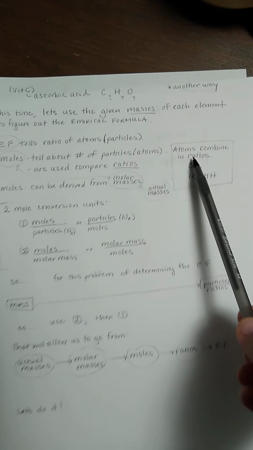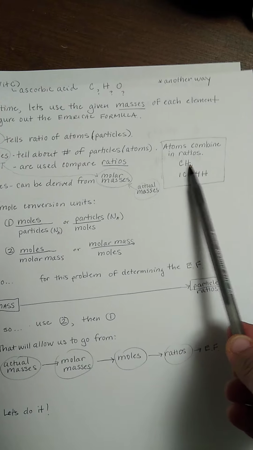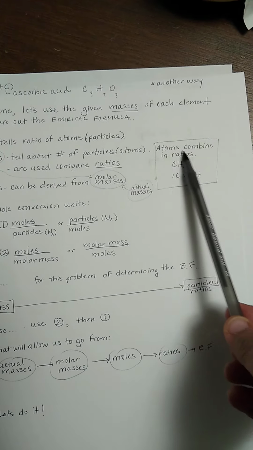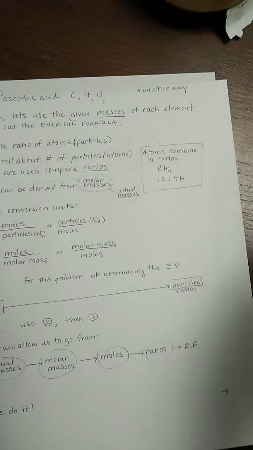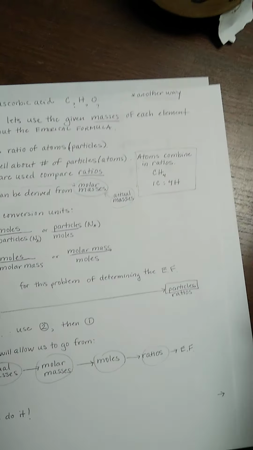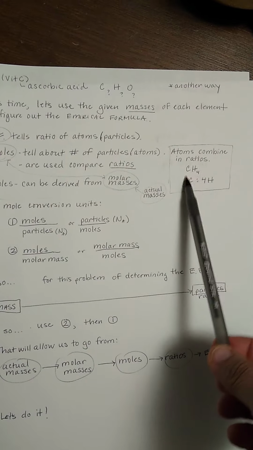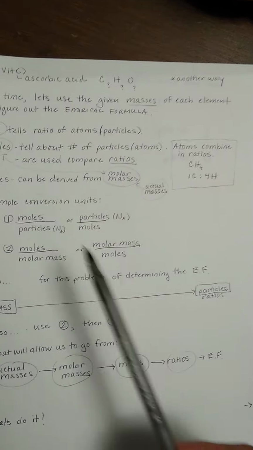Moles also tell about the number of particles or atoms and are used to compare ratios. And here's an example, CH4, 1 carbon to 4 hydrogen. That's what that tells us. So just think of atoms as combining in ratios. Okay, and then that is a molecule and that repeats itself. But they have to form in this ratio of 1 carbon to 4 hydrogens.